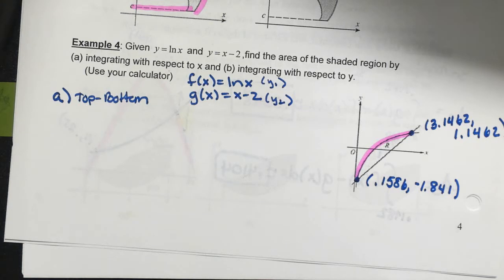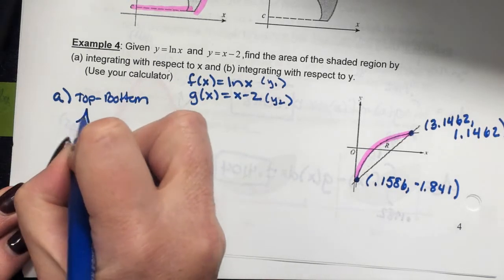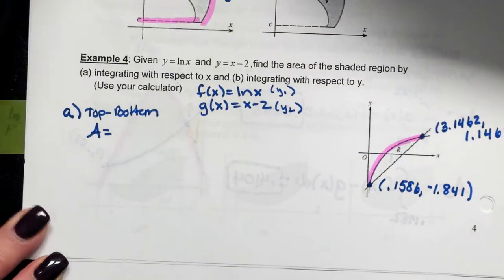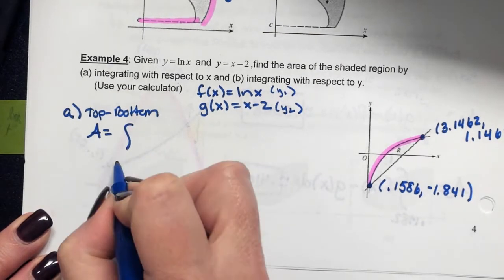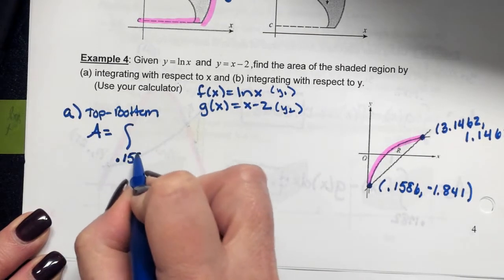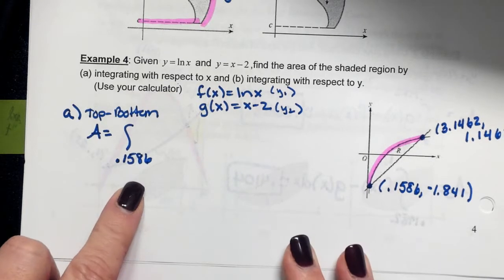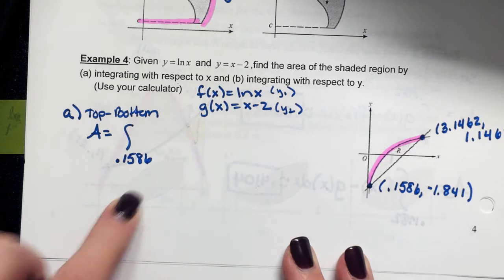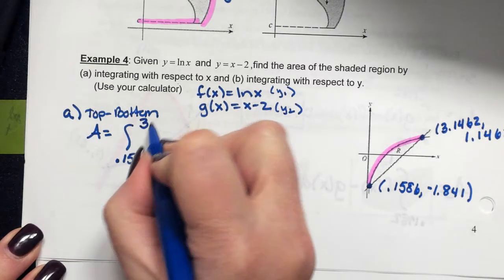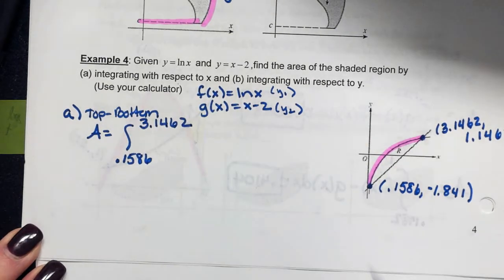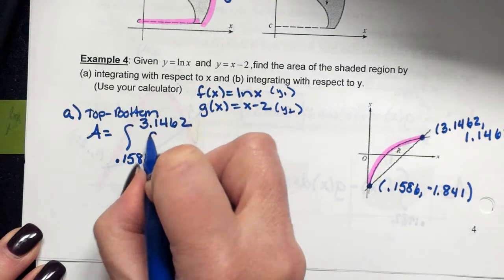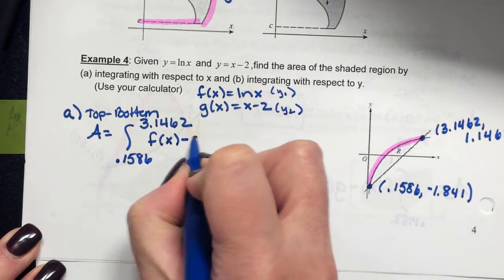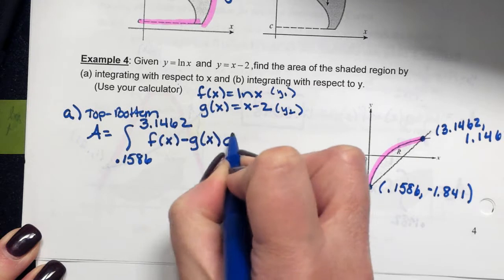So which function is on the top? Is it my f of x or is it my g of x? F of x, exactly. So again, to calculate the area is then going to be my integral from my lower bound of 0.1586. Again, remember the bounds are in terms of the x coordinates because I'm integrating with respect to x. And then 3.1462. And again, it's going to be the top minus bottom, so f of x minus g of x dx.